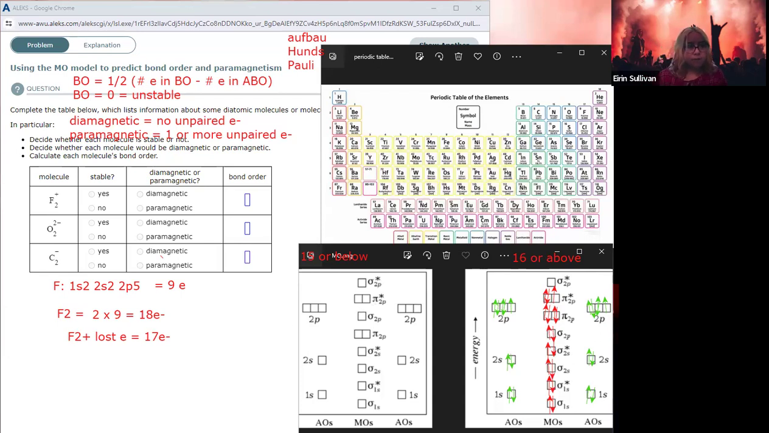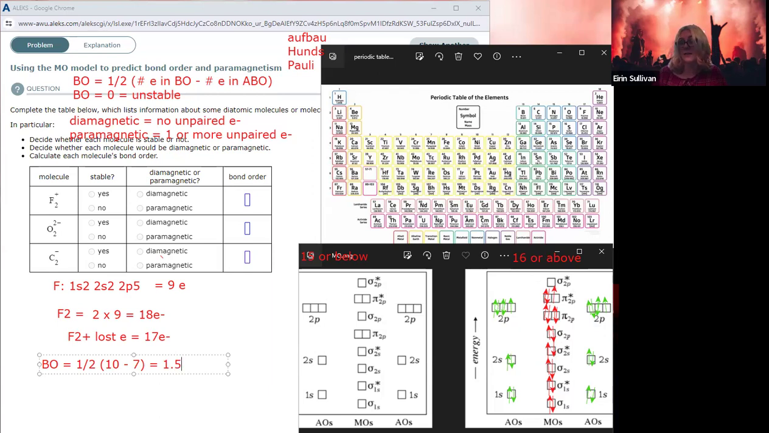So is it stable? Well, to work that out, I've got to work out the bond order. So it's going to be half times my number of electrons in bonding orbitals, so those are the ones without the asterisk. So 2, 4, 6, 8, 10 electrons in bonding orbitals, minus the ones in anti-bonding orbitals. So 2, 4, 6, 7. 10 minus 7 is 3. 3 divided by 2 is 1.5, right? So my bond order is 1.5.